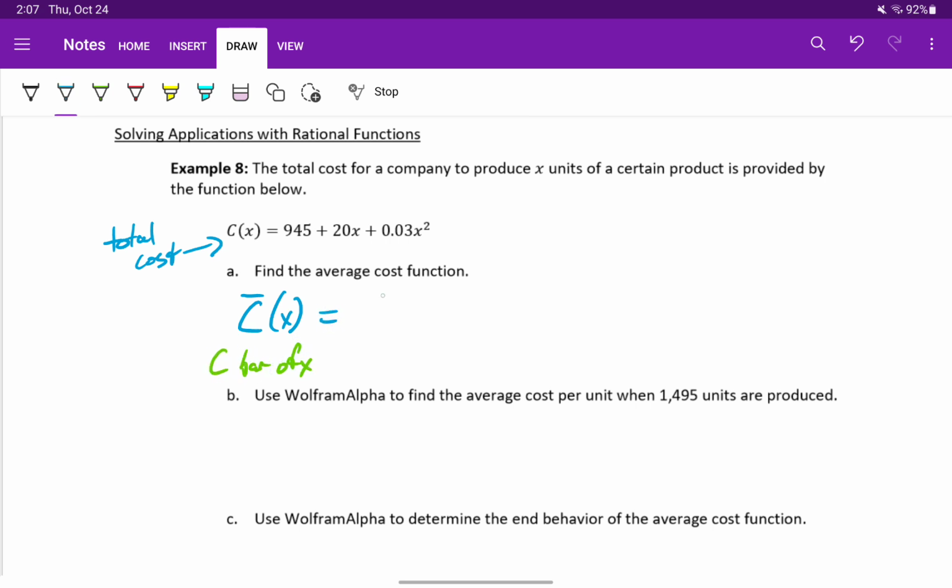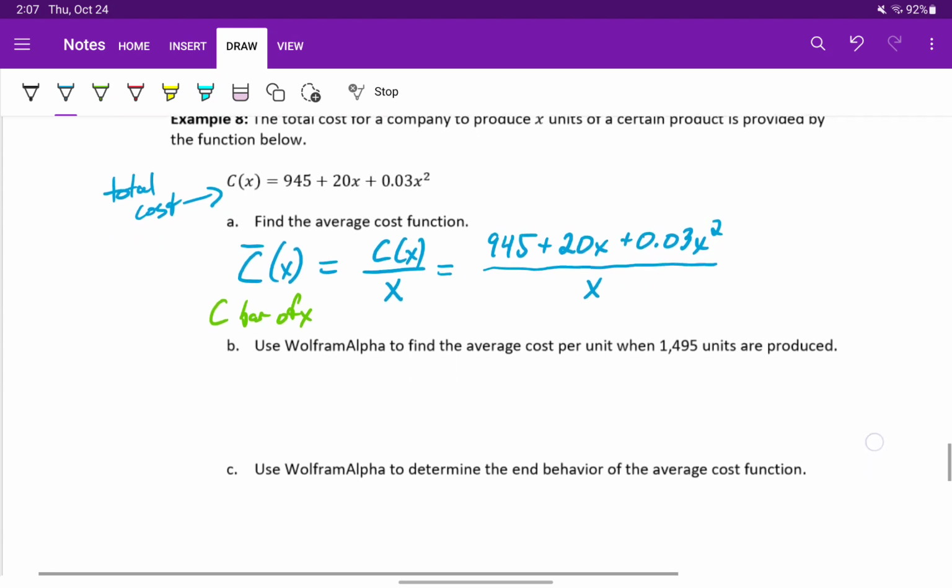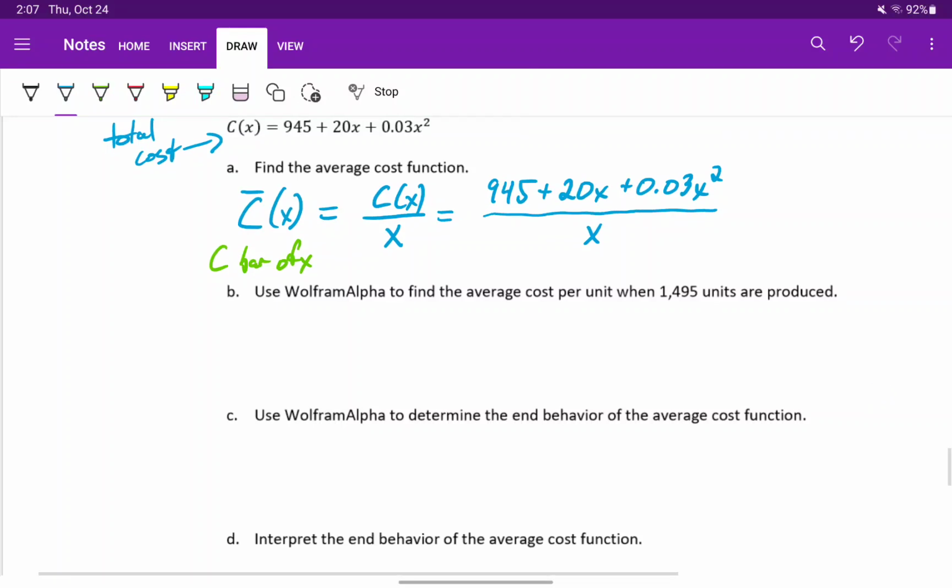And constructing it is pretty simple. We just take the cost function and divide it by X. So we take that entire function, 945 plus 20x plus 0.03x squared, that entire expression over X. Now what we can do is calculate the average cost per unit at a specific production level.